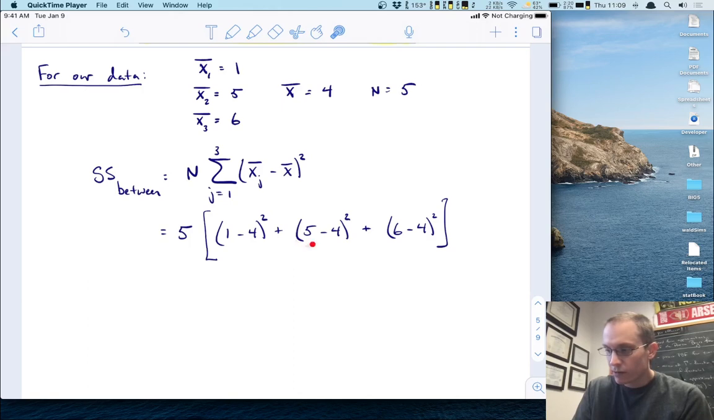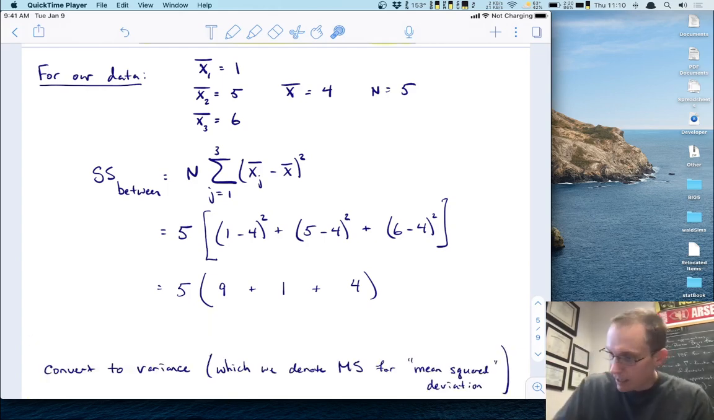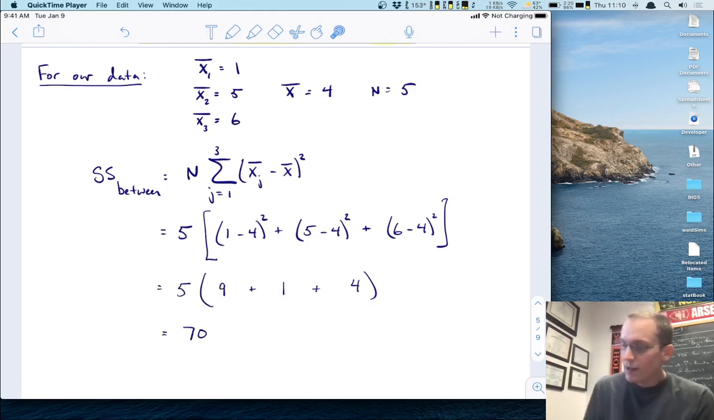Then we take the second group mean minus the grand mean, square it. Take the third group mean minus the grand mean, square it. Okay. Let's figure out what all those are. This is 3 squared, 1 squared, and 2 squared. So that simplifies as 5 times 9 plus 1 plus 4. Take 9 plus 1 plus 4, that's going to be 14. 5 times 14 is, oops, I got rid of one thing that I shouldn't have there. That is 70. So the SS between is 70.